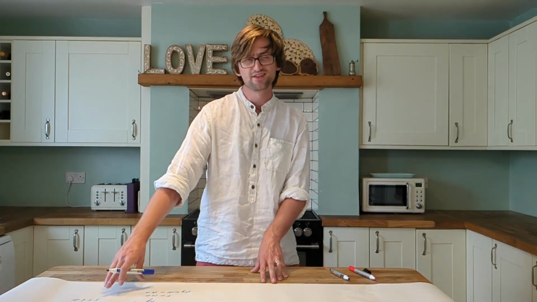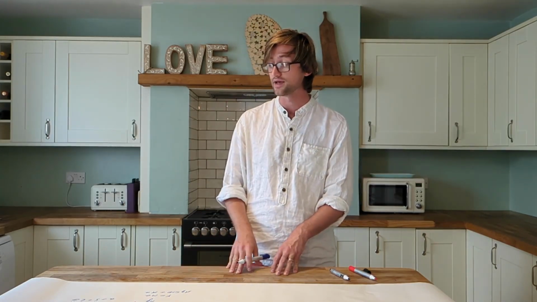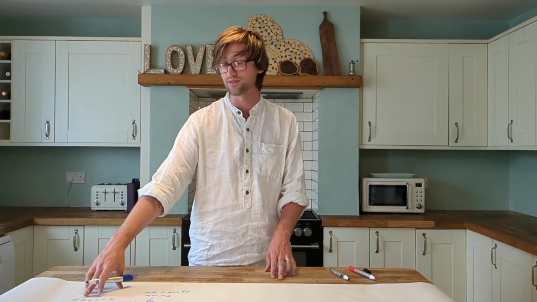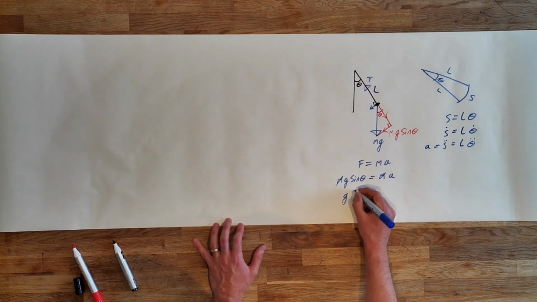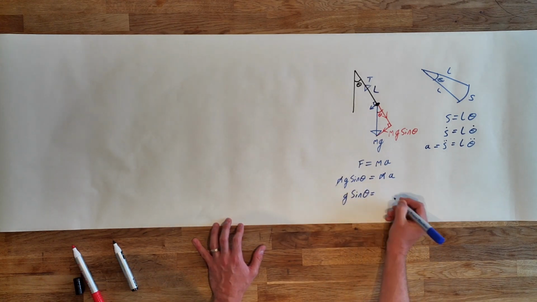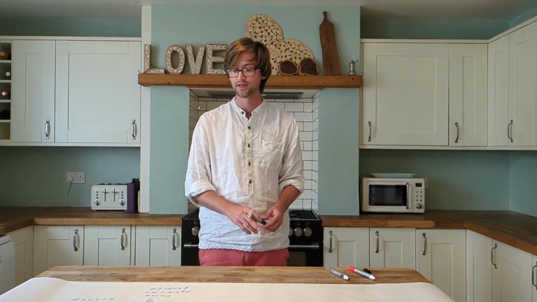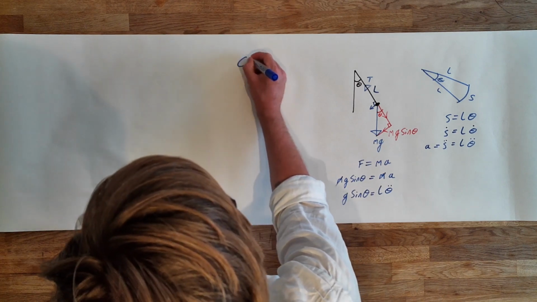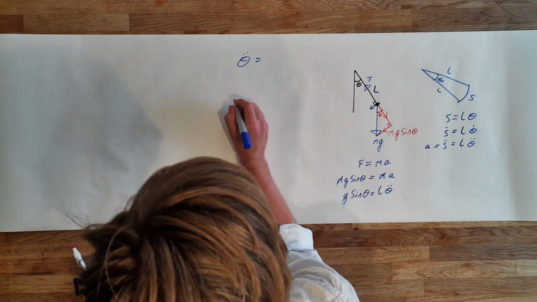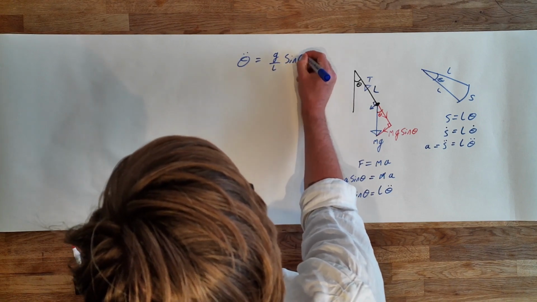But hang on a second, this s dot is also known as a. That is my acceleration in that radial component. And therefore I can replace that a with the L theta dot dot. And that leads me to the calculation that g sine theta is equal to L theta dot dot. Or we prefer generally to rearrange this and say theta dot dot is equal to g over L sine theta.